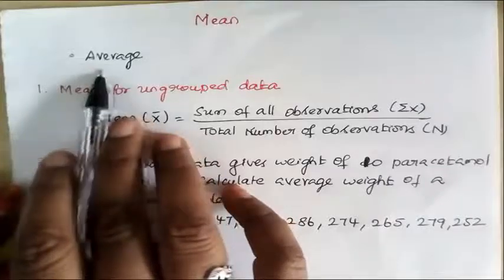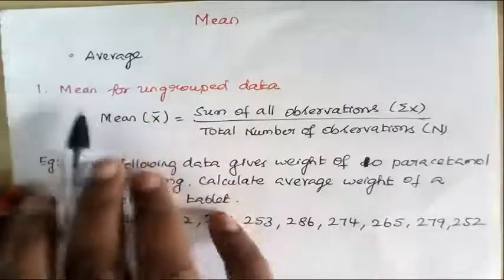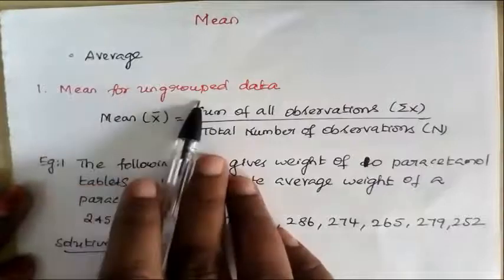Mean is most commonly known as average. In this video, we'll see about finding out the mean for three different types of data. First is mean for ungrouped data.